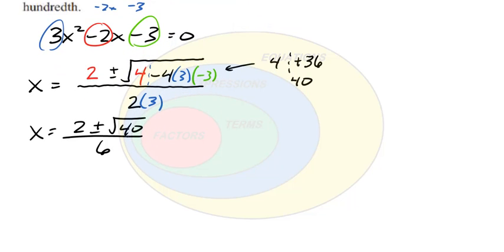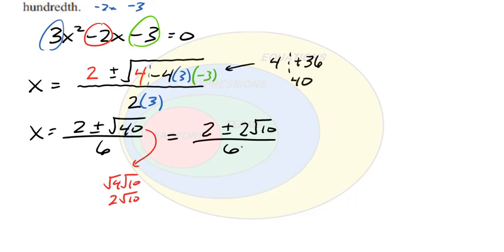So now we'll simplify the square root of 40. The square root of 40 is the same as the square root of 4 times the square root of 10, which is 2 square root of 10. So what we have is 2 plus or minus 2 square root of 10 all over 6.